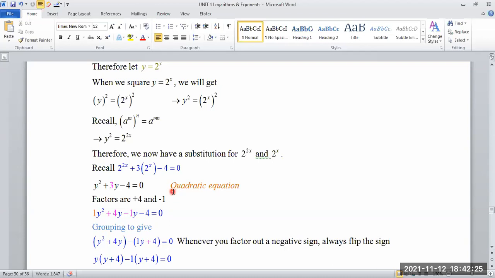I need to factorize. So I'm factorizing this quadratic equation. The rule says I multiply the coefficient of x squared by the constant. Sir, coefficient, what does that mean again? Simply the number in front of y squared.